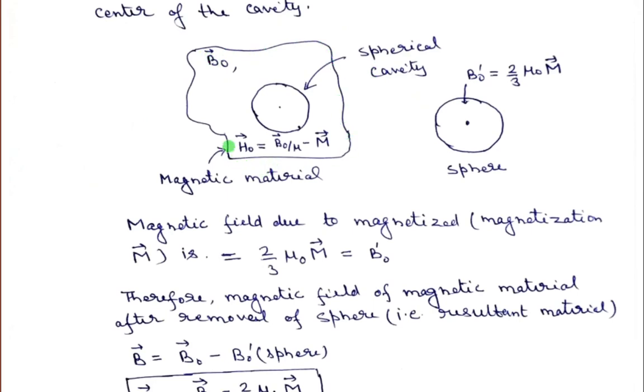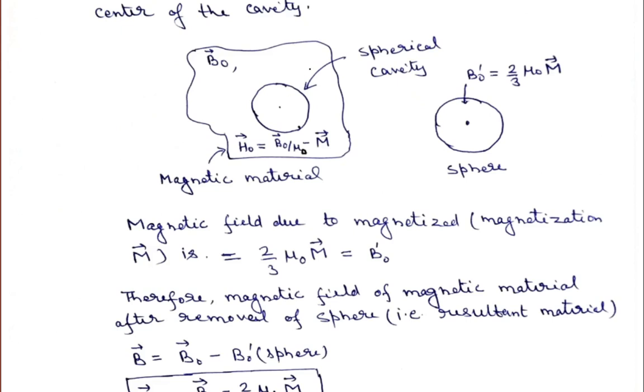I have taken a geometry of the magnetic material which has a magnetic field B0, and this magnetic field B0 is uniform throughout the material, and therefore we have a magnetic field vector H0 equal to B0 upon mu0 minus magnetization vector M. So this is given in the problem.